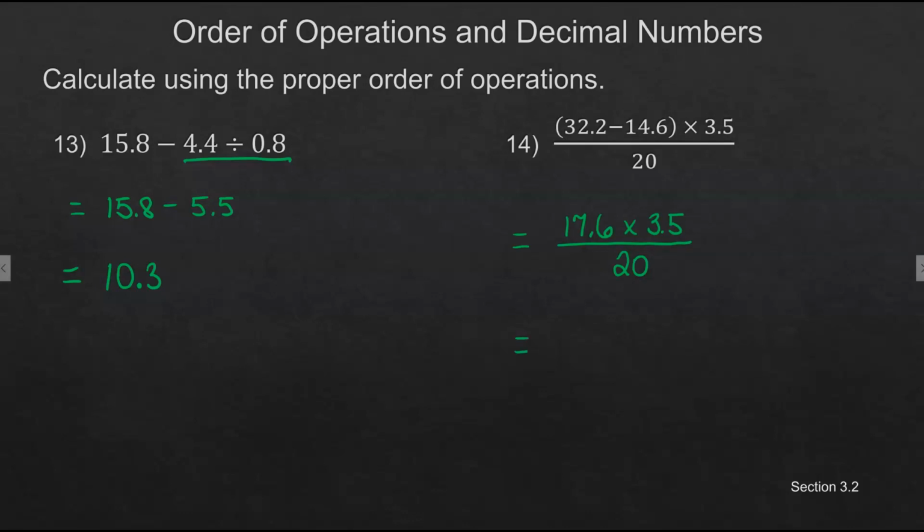And then 17.6 times 3.5 is 61.6. And we're dividing that by 20. And that's our last step, is to actually divide 61.6 by 20. Remember, a fraction bar also means division. So that's 3.08. All right, and we are finished with that problem.